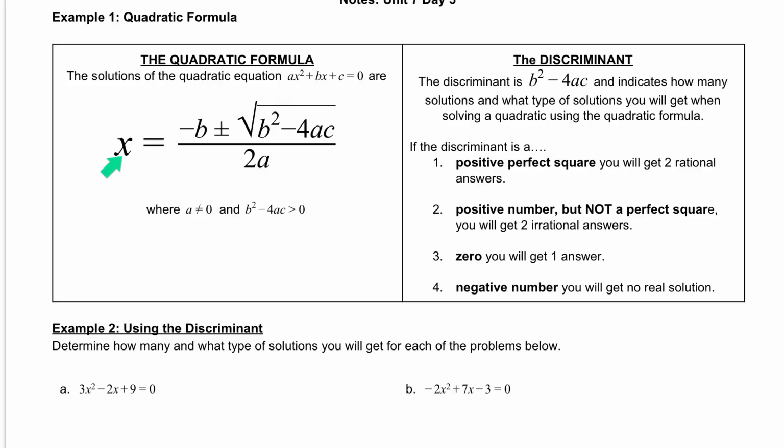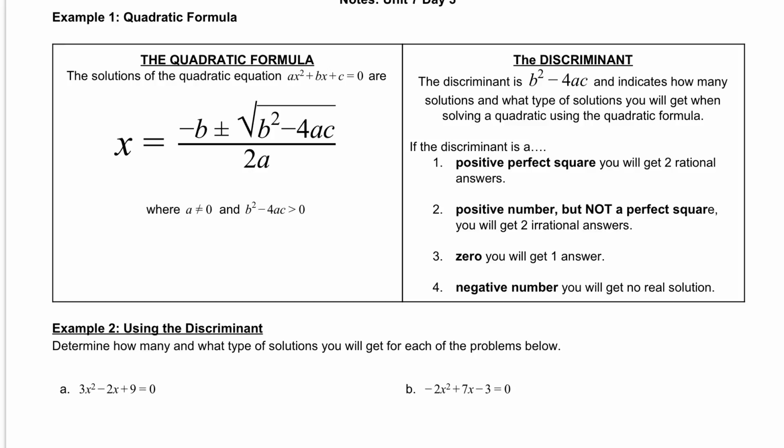are the following. x is equal to the opposite of b plus or minus the square root of b squared minus 4 times a times c, all divided by 2a, where a cannot be 0 and b squared minus 4ac has to be greater than 0.